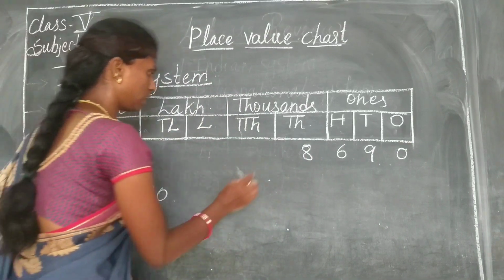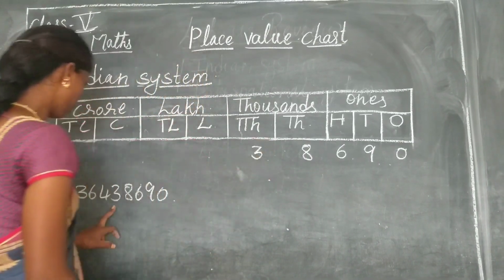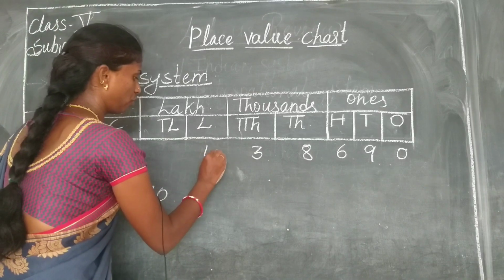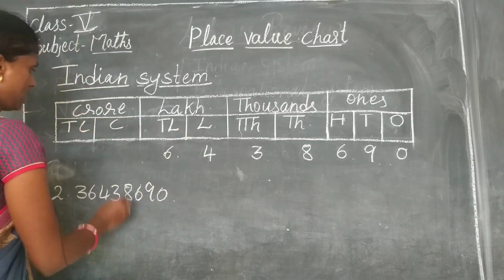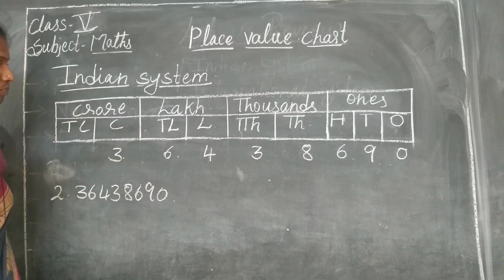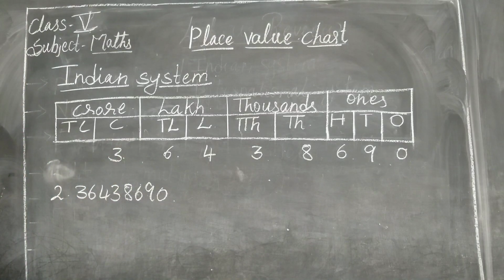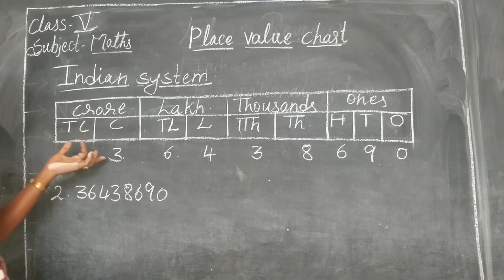The next number is 3, we arrange here 3. And the next number is 4, we arrange here 4. The next number is 6, we arrange here 6. The next number is 3. Now see here, the number which we have taken, we have arranged under the place value.